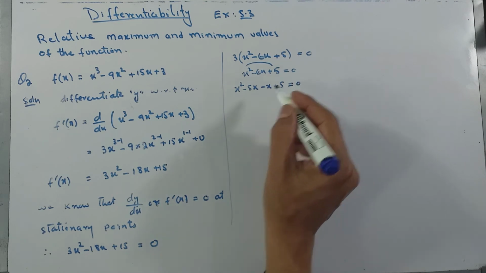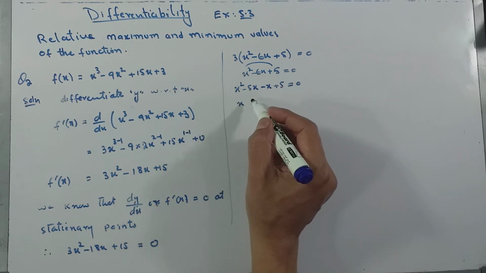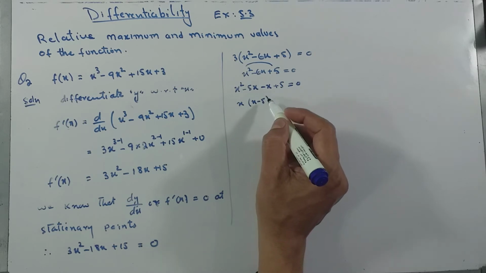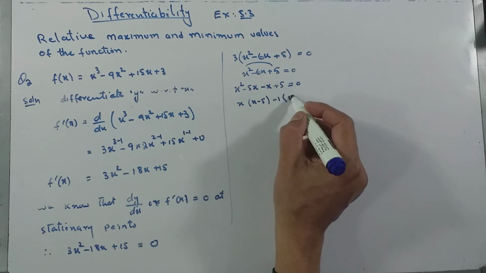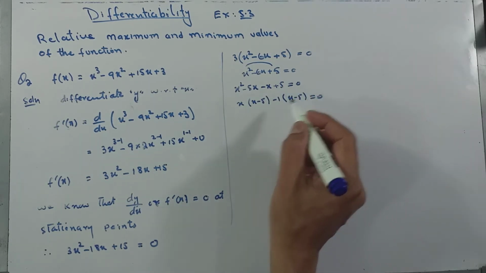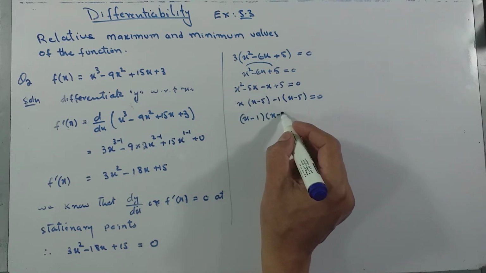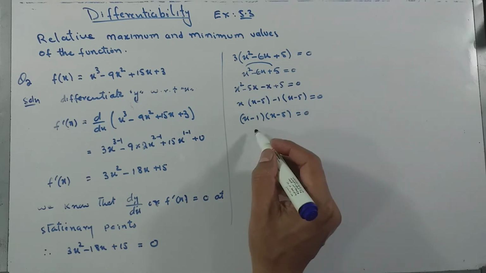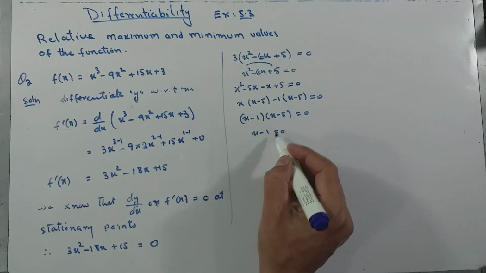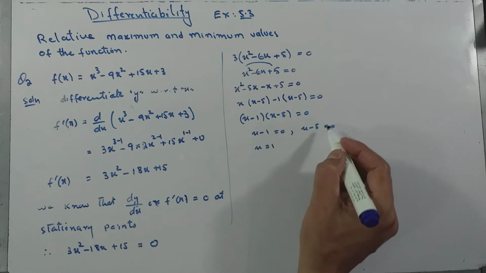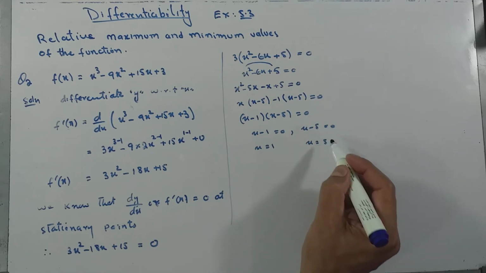Equal to 0. Now x is common here. So x into x minus 5. Minus 1 is common here. So x minus 5. We are just factorizing it. x minus 1 into x minus 5 equals 0 here. x minus 1 is equal to 0, x is equal to 1. And x minus 5 is equal to 0, x is equal to 5.